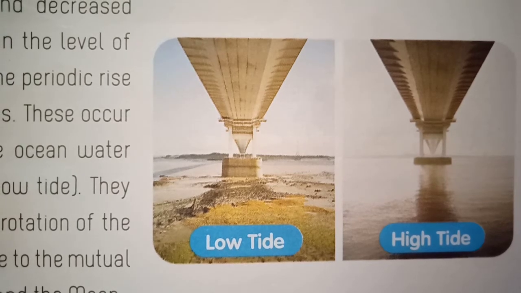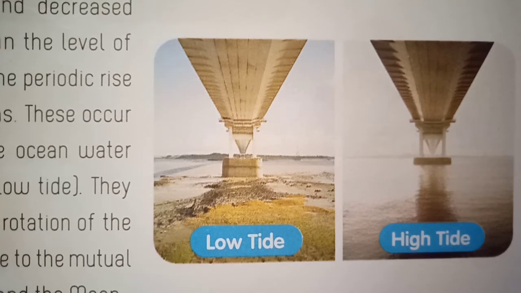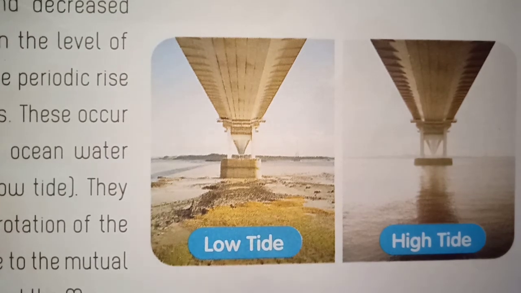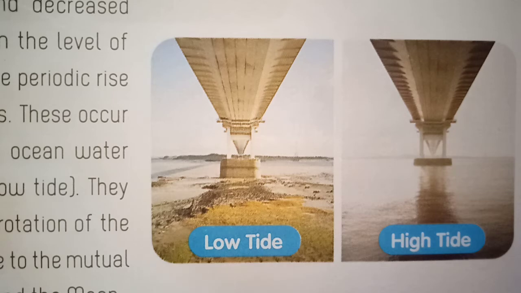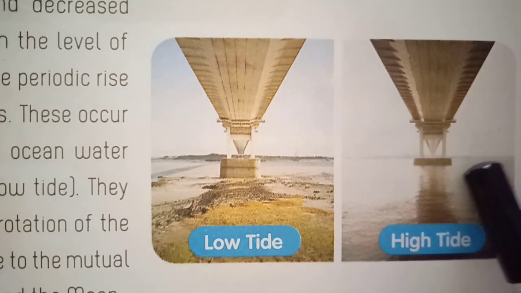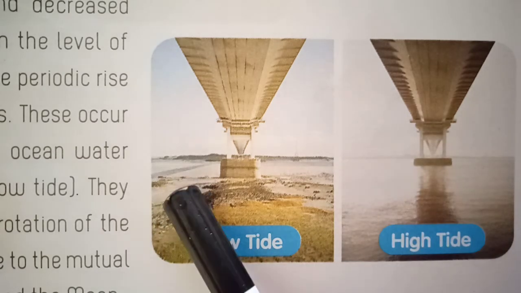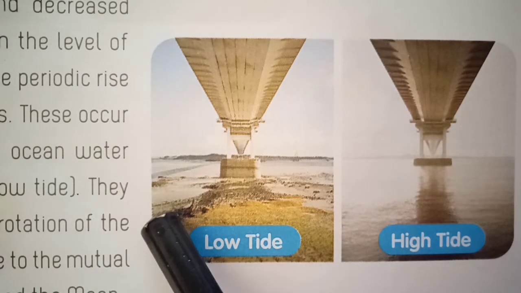Because of the moon's pull of attraction on the ocean, tides are caused. See these figures. Here you can see low tide and high tide. The change in the level of sea water is called tides. Sometimes the level increases, sometimes the level decreases in the sea. These also occur in the ocean. If the level of the water increases, it is called a high tide. If the level of water decreases due to the moon's pull, it is called low tide.